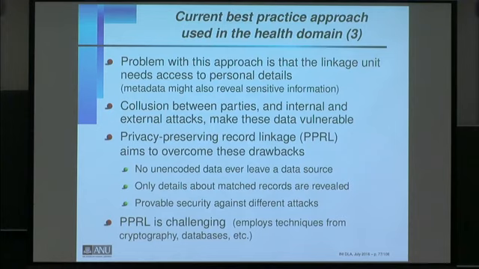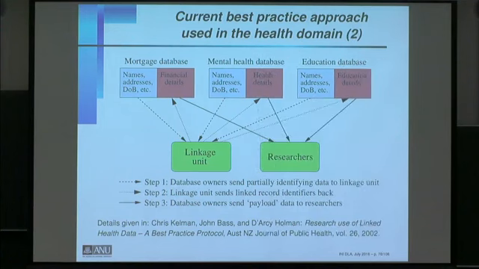So what we're trying to do is what we call privacy-preserving record linkage, to basically make that process much more secure, so that the linkage unit never sees any unencoded information. We still do that separation between the linkage and the payload, but instead of having to send the unencoded identifying data to the linkage unit, we want to make sure that the linkage unit never gets any sensitive information.